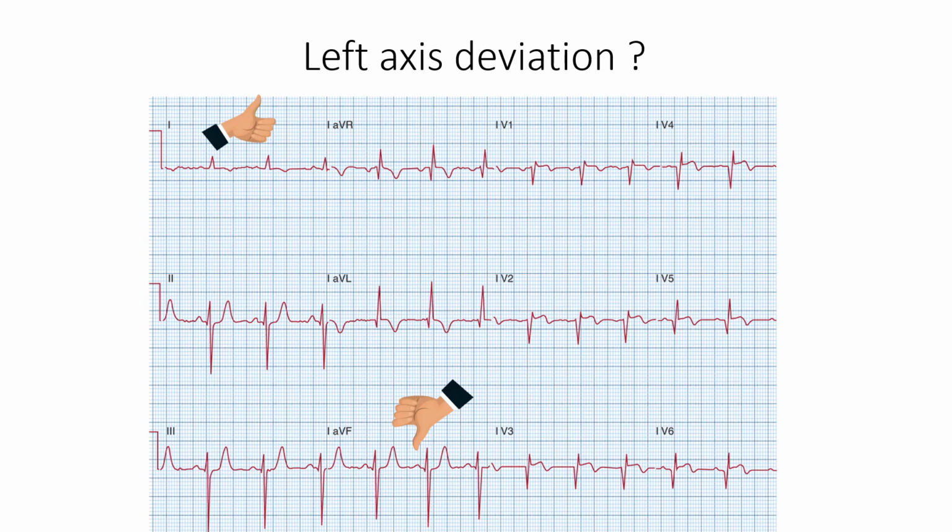Whichever direction the thumb is pointing up defines the deviation. So if the left thumb is up and the other one's down, it is a left axis problem. If the right thumb is up and the left one is down, then it would be a right axis problem. Here again, we have left thumb up and the right thumb down, and so we have to ask ourselves, do we have left axis deviation? For left axis deviation, we have one more step.